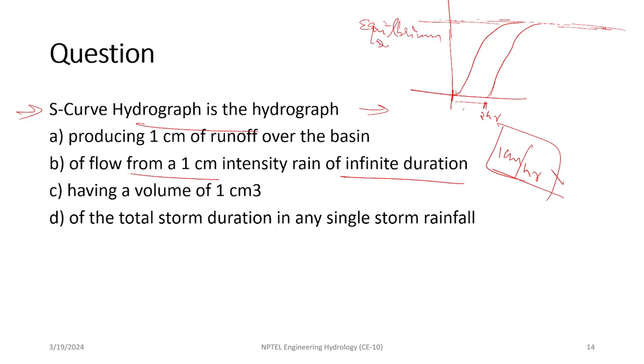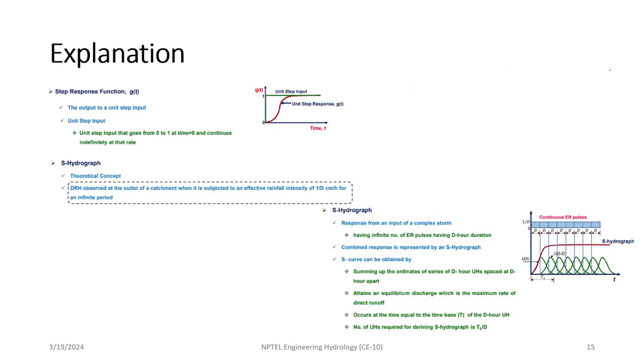Equilibrium discharge is the discharge where we are now getting a constant value continuously. I guess there are one or two numericals in this session. We will discuss these questions related to equilibrium discharge using the S curve. So yes, option B is correct.